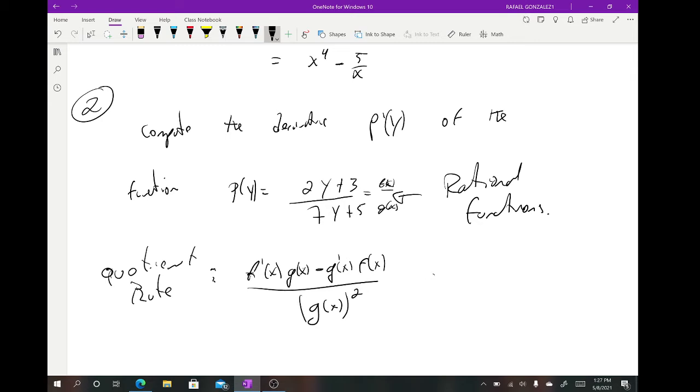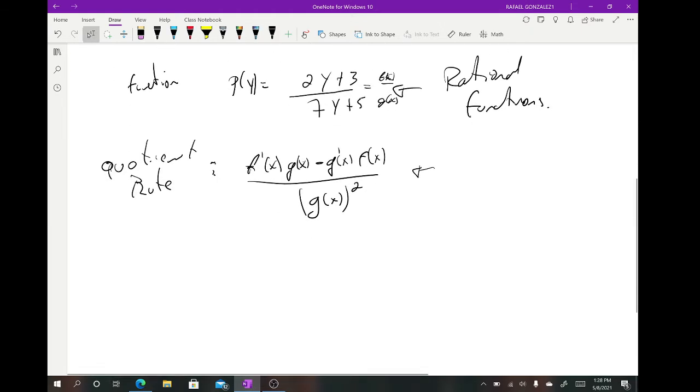Okay, so you definitely need to know all of the rules of differentiation, and one of those rules is the quotient rule. So what do we get here? Let's define what f of x and g of x are, because it will make our work much easier. Actually, we're talking in terms of y. I'll leave the formula the same, but we're talking in terms of y. f of y is going to be 2y plus 3, and g of y is going to be 7y plus 5. So the numerator and the denominator.